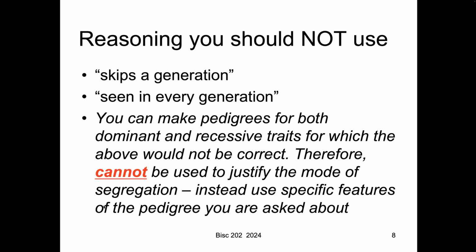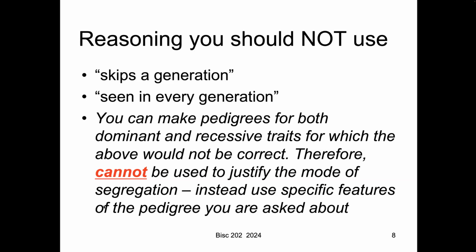Things like skips a generation and seen in every generation, or in the case of X linkage, which we haven't looked at yet, but more males have it. These are general and vague answers that are not specific to the pedigree. Saying skips a generation is just words, right? It's not a real reason.